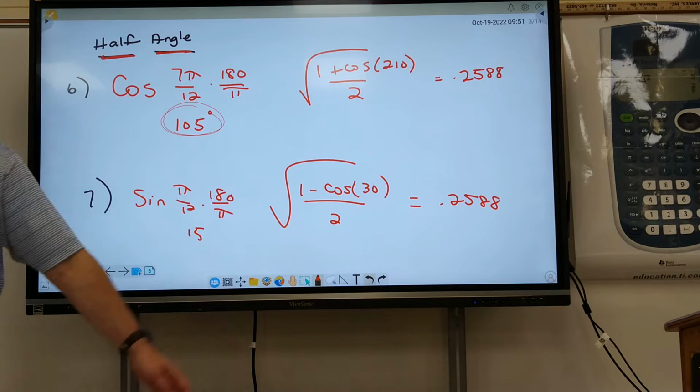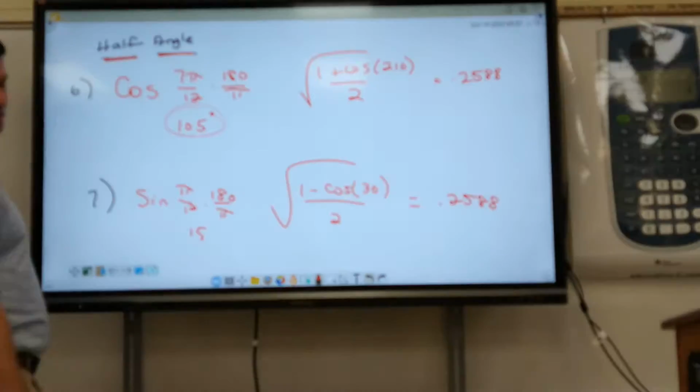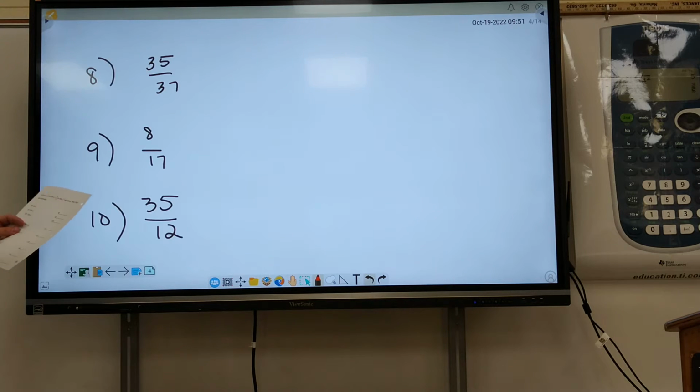Let me see how you typed it in. You typed it in wrong. That's X, correct? That's Y. So whenever it's X, you know that's what. Don't put a half. You got to put 1 minus cosine 30 on top over 2. You can't put a half. You must have plugged something in wrong. All right, let's go to number 8.